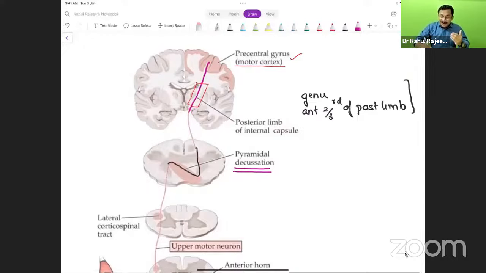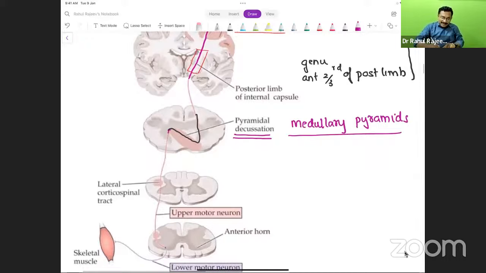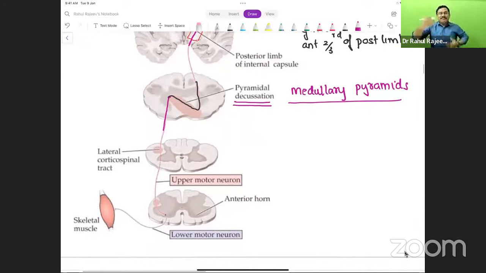Have you learned about the medullary pyramids? Yes, the bulge that is produced by the pyramidal tract in the medulla. Remember that? So it crosses to the opposite side and then descends. After the medulla, what do you have? You have the spinal cord. So it will go through the spinal cord.